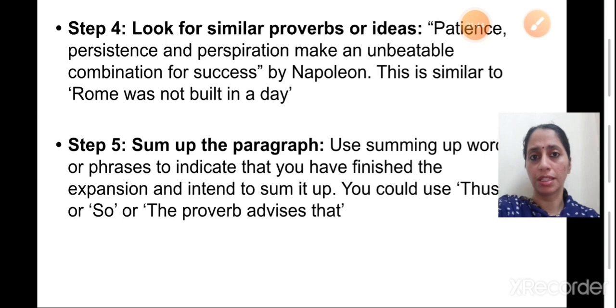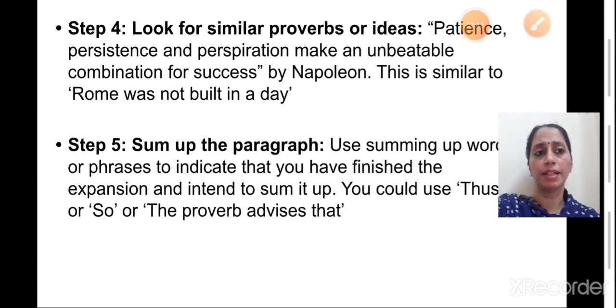Step 4 is look for similar proverbs or ideas. So step 1 is, what have you done? You have understood the symbols used. Step 2 is, you have to substitute the meaning in the idea or proverb. Third is, you have to look out for some examples. Clear? Fourth is, you have to look for similar proverbs or ideas.